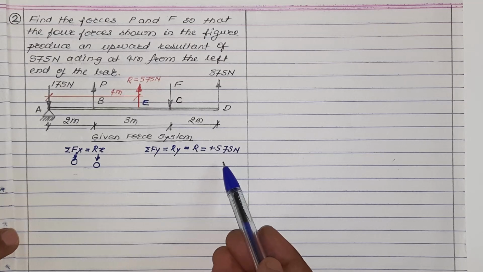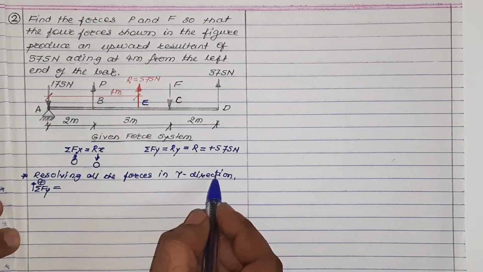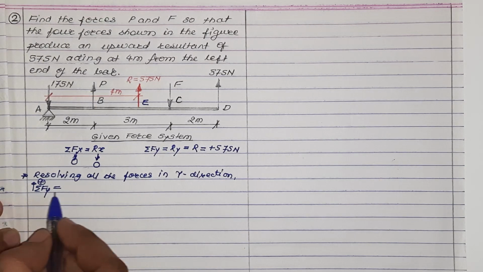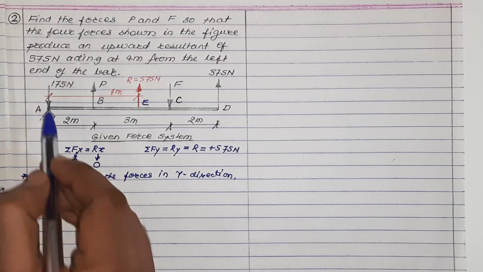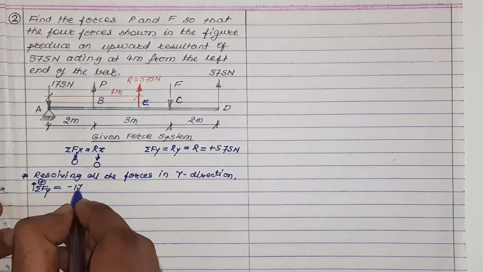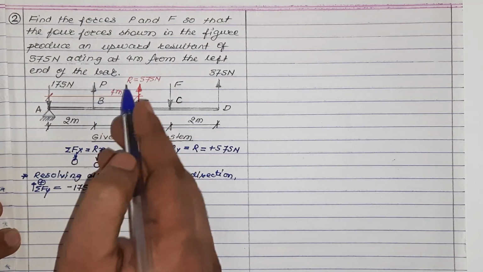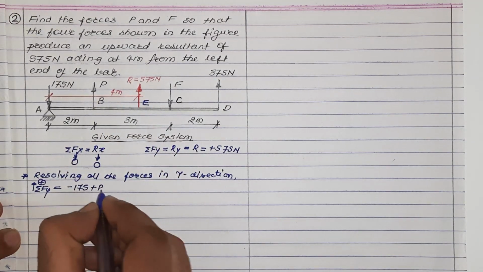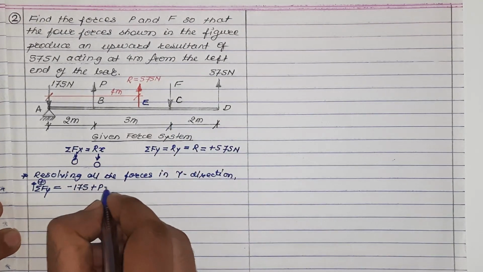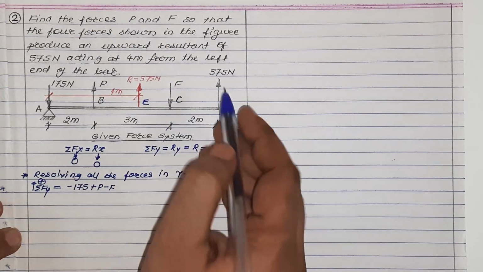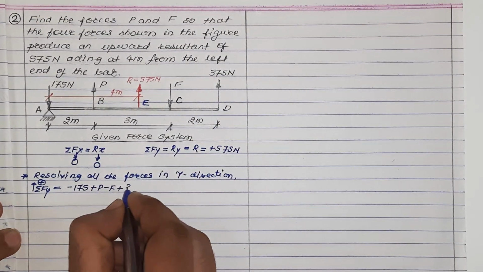Let us write down. Thus, resolving all the forces in y direction, summation Fy will be written as: 175 Newton acting downward, hence minus 175. Force P is shown to be acting upward, hence positive P. Force F is shown acting downward, hence minus F. And 375 Newton is acting upward, hence positive 375.